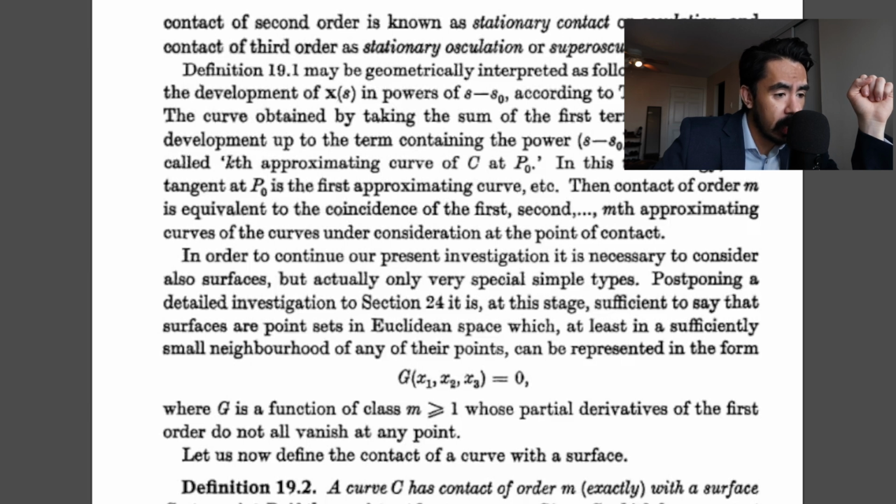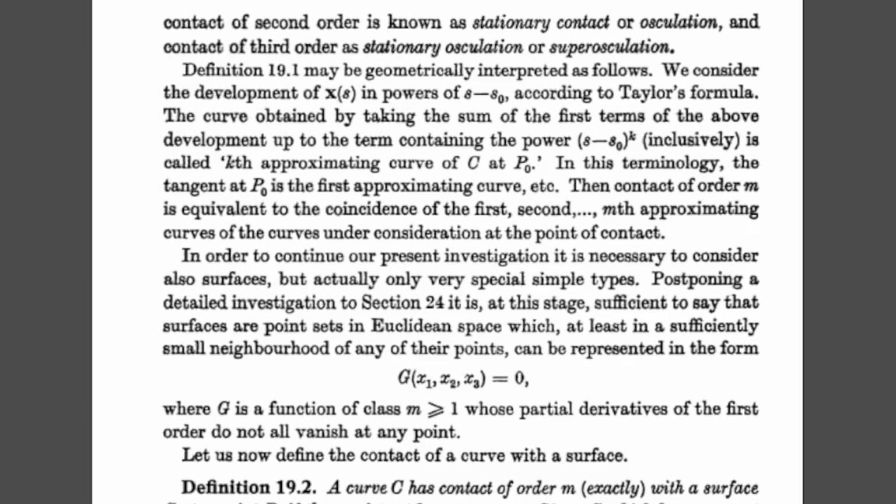Postponing a detailed investigation to section 24, that's the beginning of the next chapter, it is, at this stage, sufficient to say that surfaces are point sets in Euclidean space which, at least in a sufficiently small neighborhood of any of their points, can be represented in the form g of x1, x2, x3 equals 0, where g is a function of class m, which is greater than or equal to 1, whose partial derivatives of the first order do not all vanish at any point.